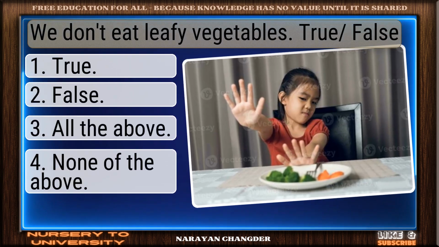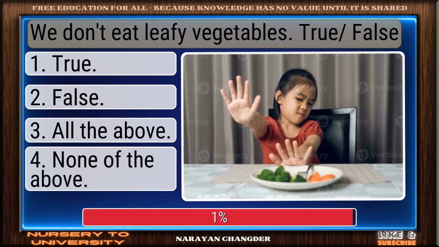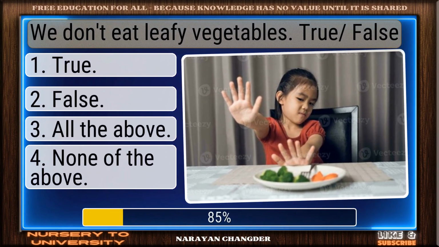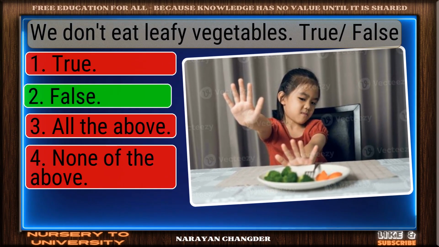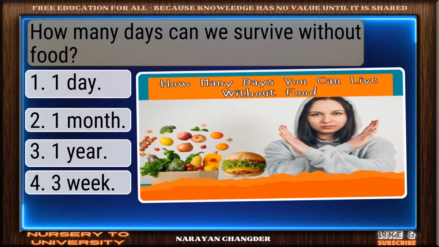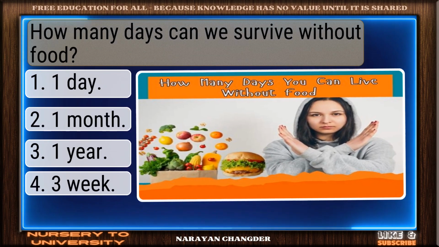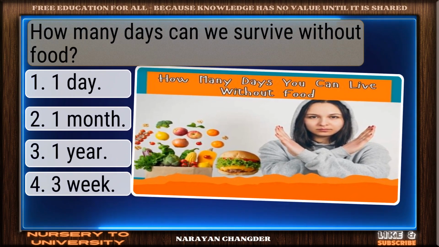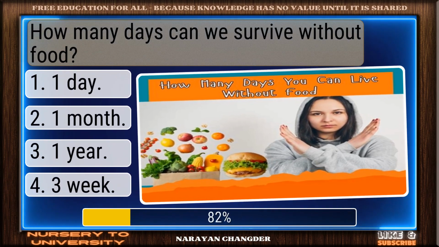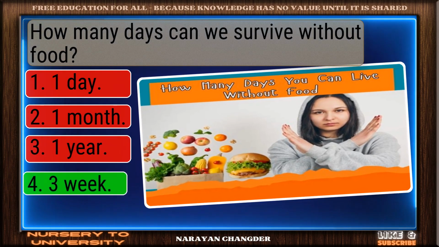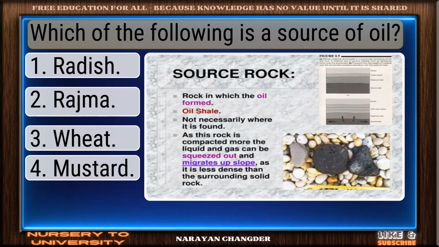We don't eat leafy vegetables. True, false? Well reasoned. False is the correct choice. How many days can we survive without food? Nice work. You chose 3 weeks, and it is correct.